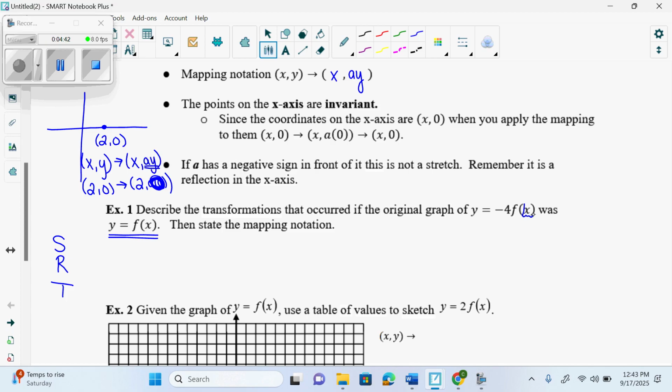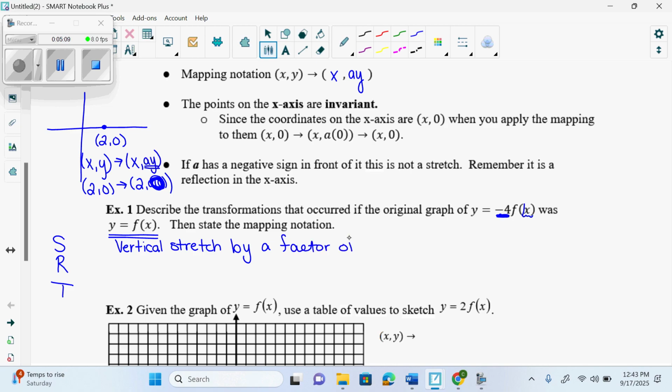No. So x's be crazy. We talked about that already, right? Nothing's happening to the x's. Y's are awesome. Y's just stay the same. So this affects the y. So it is a vertical stretch by a factor of what? And it can't be negative.